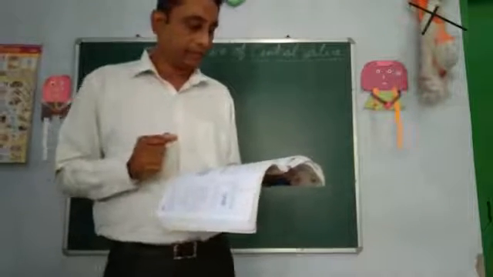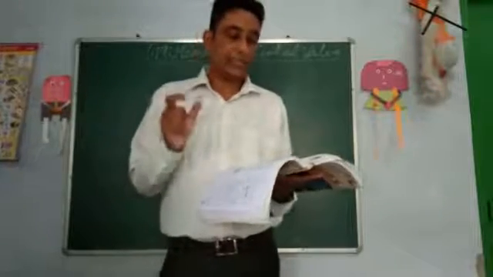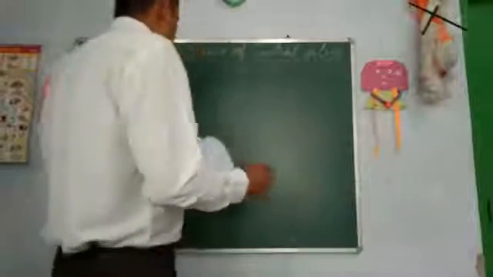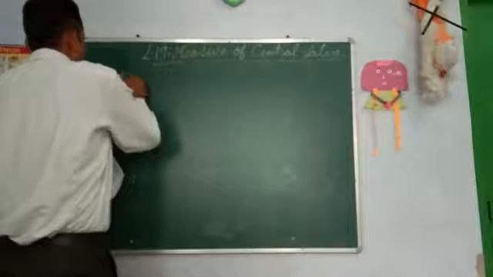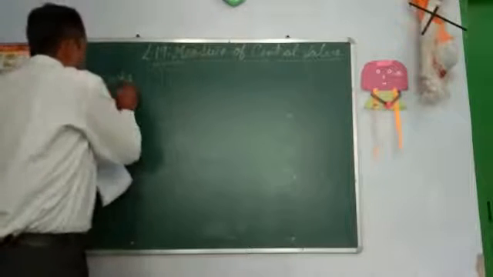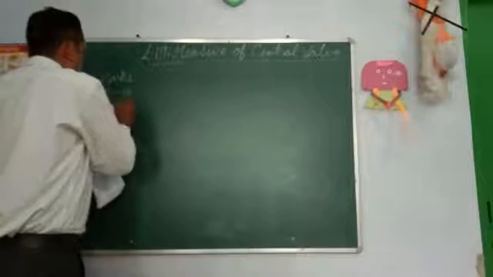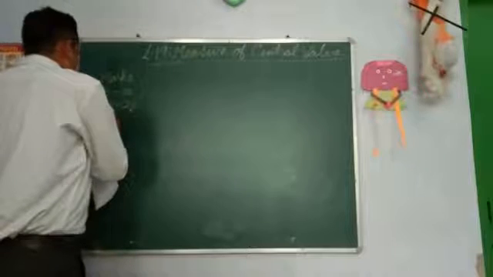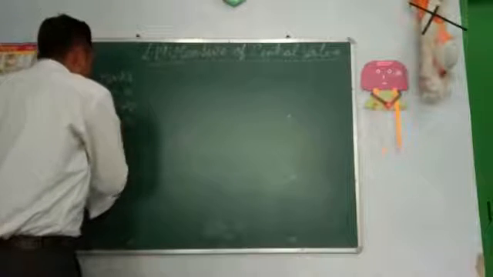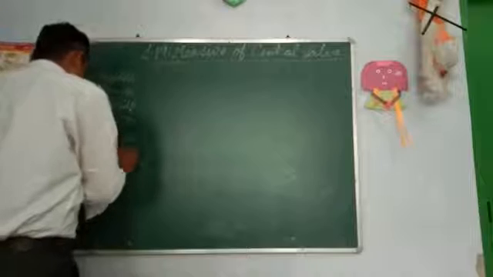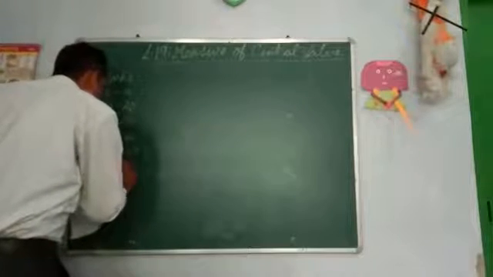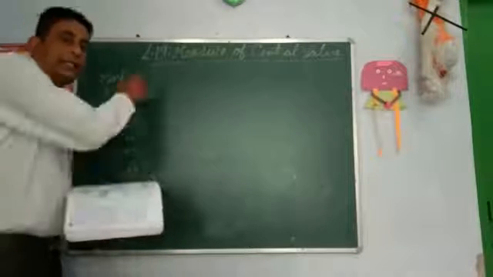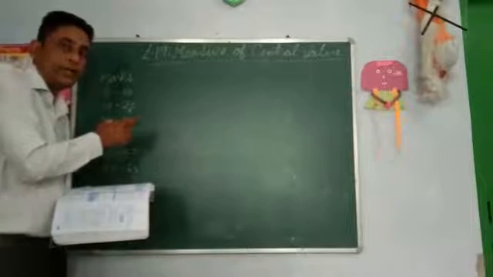Here we have seen that class intervals are given. Class intervals means up to certain limits, like marks are given. Marks: 0 to 10, 10 to 20, 20 to 30, 30 to 40, 40 to 50, and 50 to 60. This is class interval.